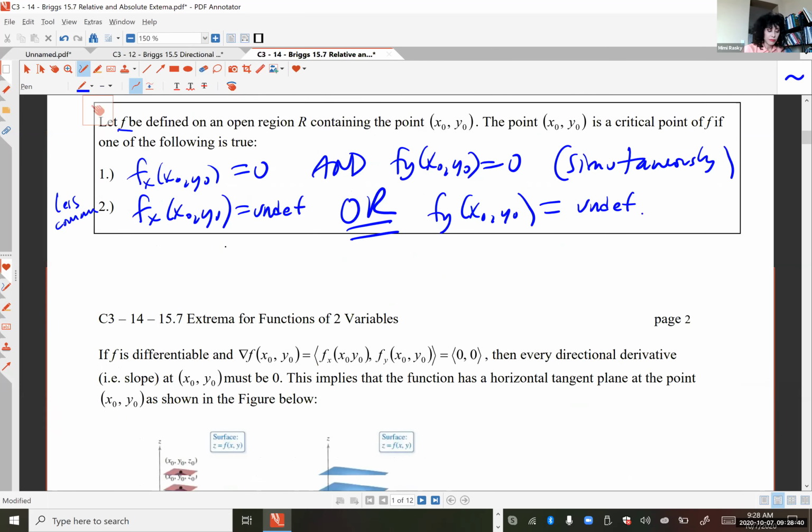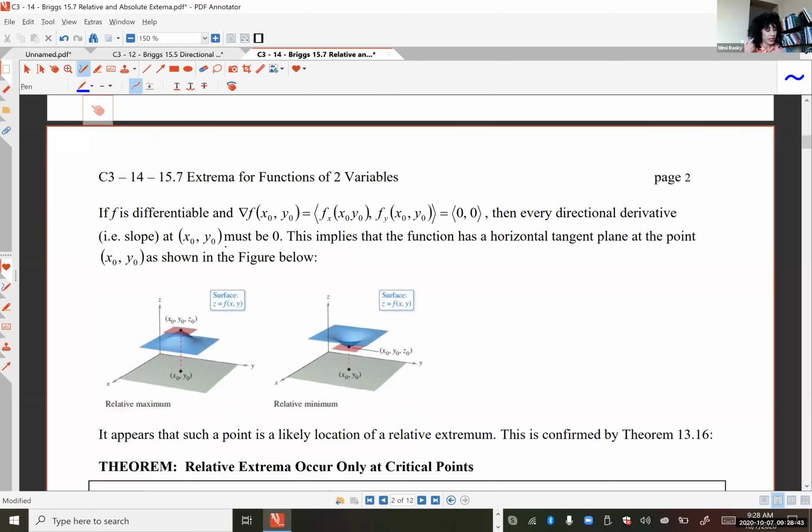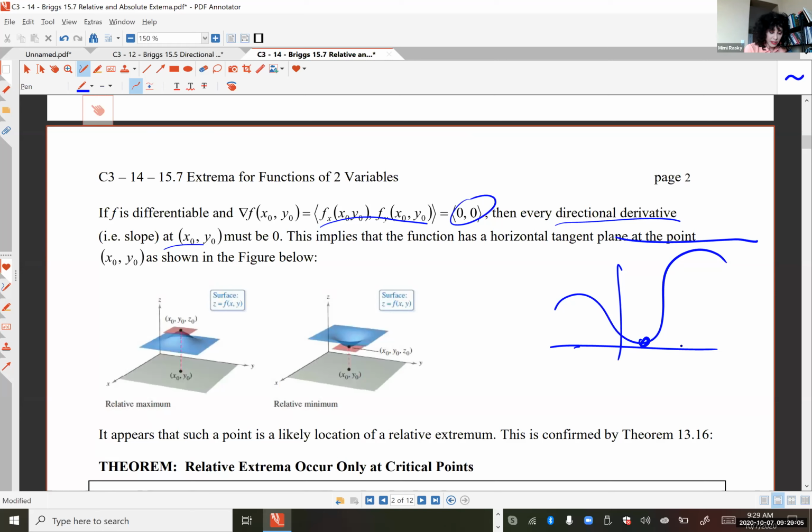Let's look at it geometrically and visually. So if you have a function that's differentiable and your gradient evaluated at that point is (0, 0), then that means every directional derivative is 0. Yeah, your slope is 0. Well, I hope that makes sense, because remember in Calc 1, when you found a relative max or a min, wasn't it true that the slope of the tangent line was 0? Yes. Yeah. So here your gradient is 0, and so all the directional derivatives in any orientation are 0.